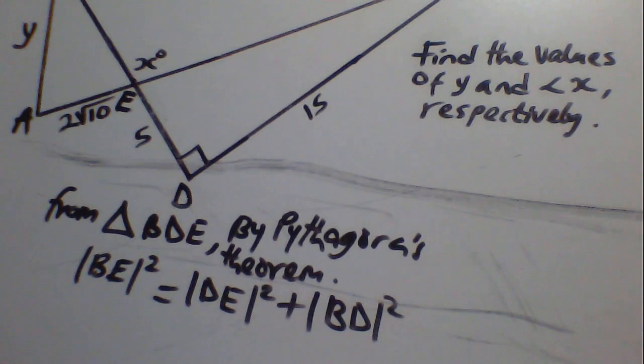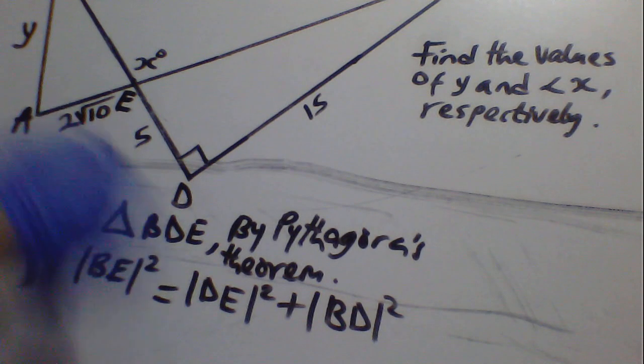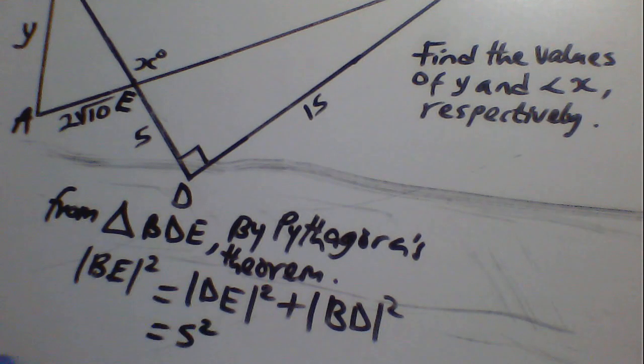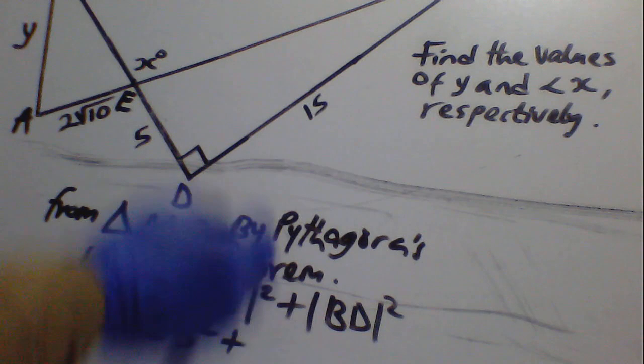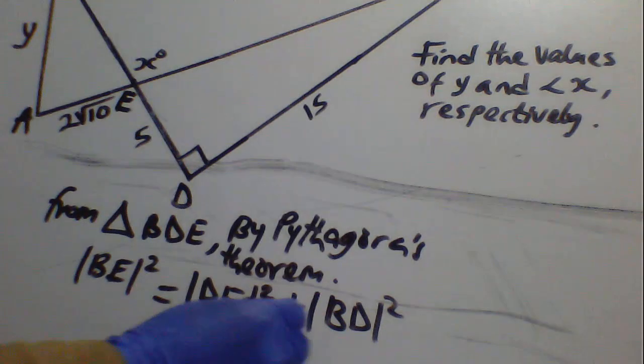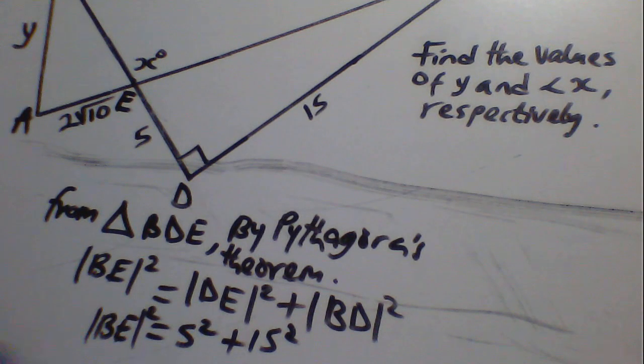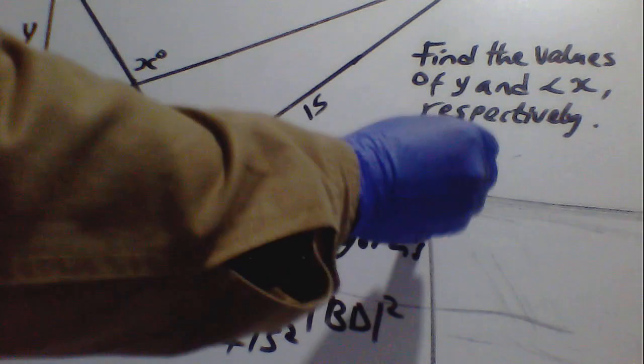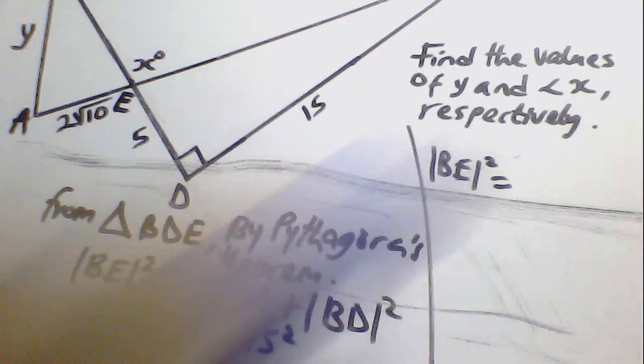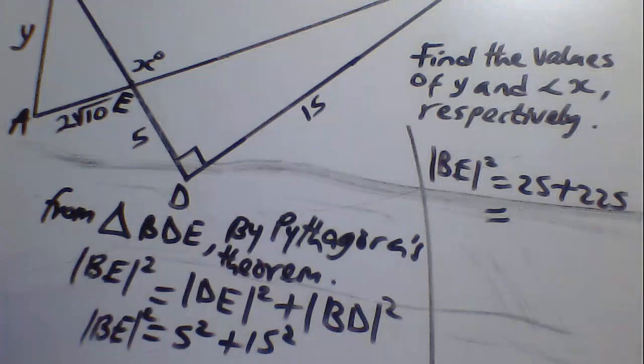Once you have done that, the next is to look at the values. So we have that DE is equal to 5 squared, and BD is equal to 15 squared. So from here you have that BE squared is equal to 25 plus 225. If you add the two, you have 250.